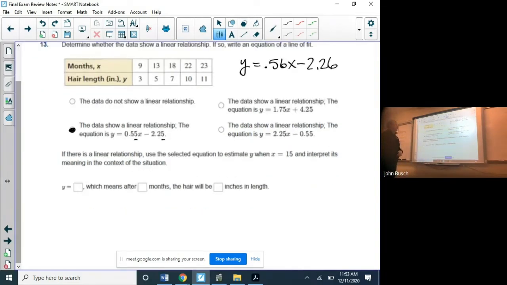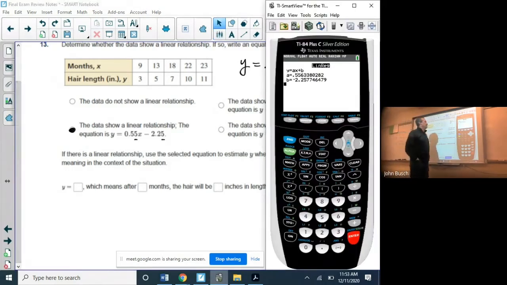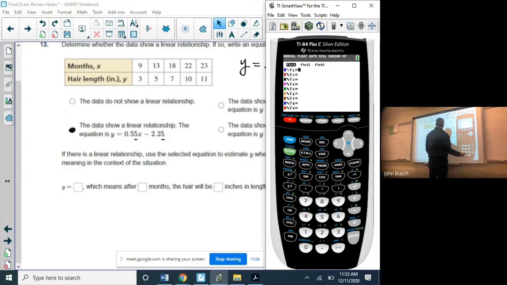If there's a linear relationship, interpret the meaning in context. We need to figure out what y is when x is 15 using this line of best fit. We can do that pretty easily. We'll just plug 0.55x minus 2.25 into it.